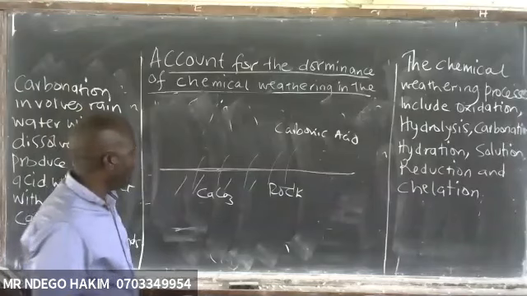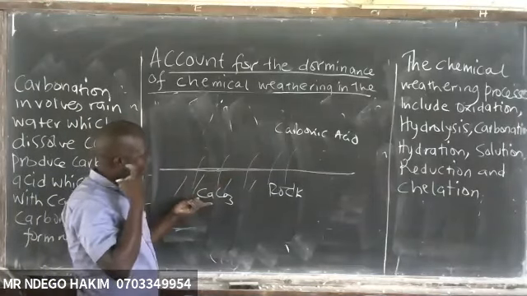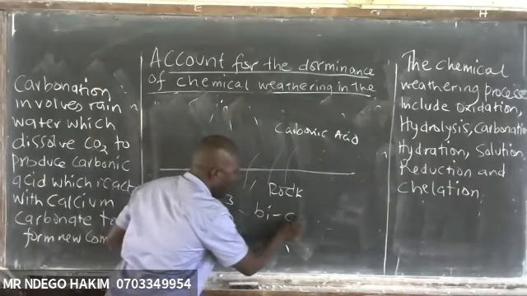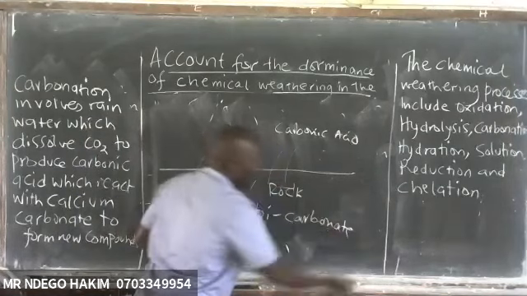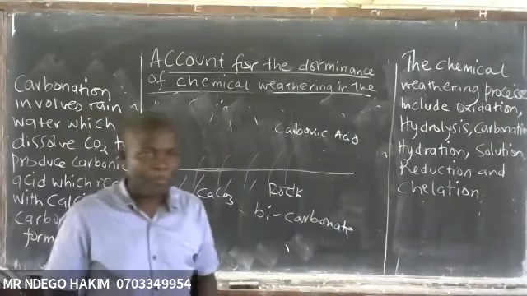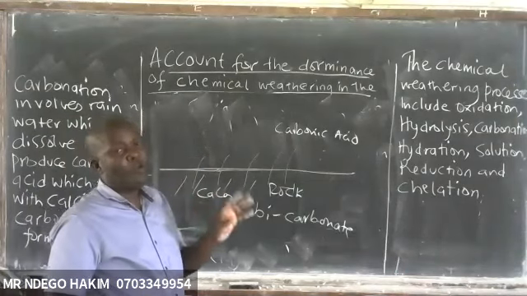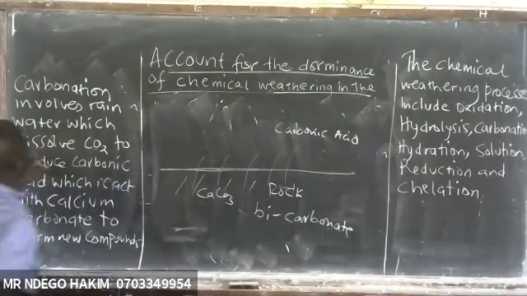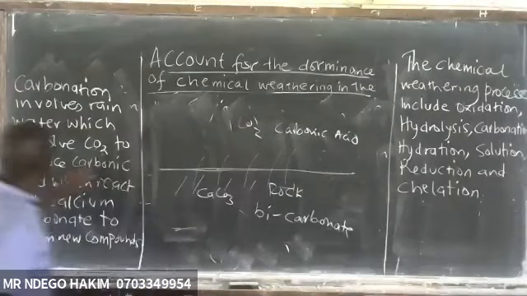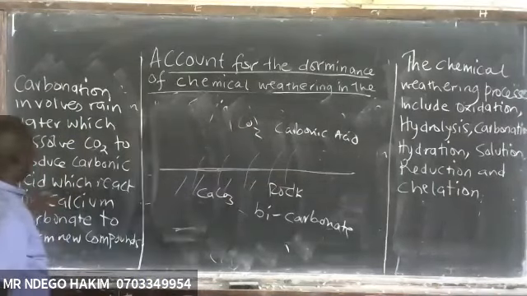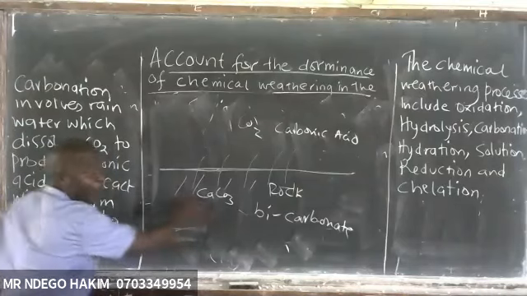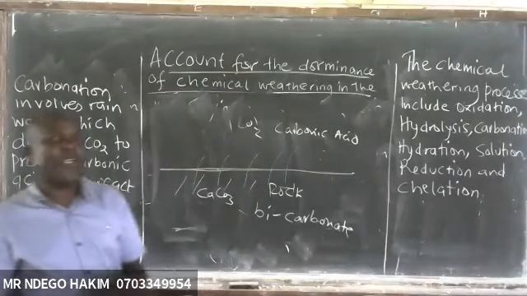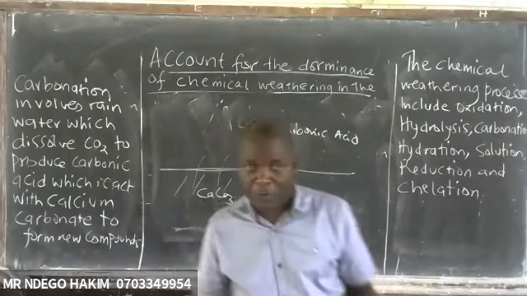But what is this new compound? When carbonic acid penetrates a rock containing calcium carbonate, it breaks down to form calcium bicarbonate. That is a new compound, or calcium hydrogen carbonate. But because we are just looking at a brief description of these chemical weathering processes, we are saying carbonation involves rainwater dissolving carbon dioxide in the atmosphere to produce carbonic acid, which reacts with the calcium carbonate mineral in the rock to form new compounds, and that is already chemical weathering.